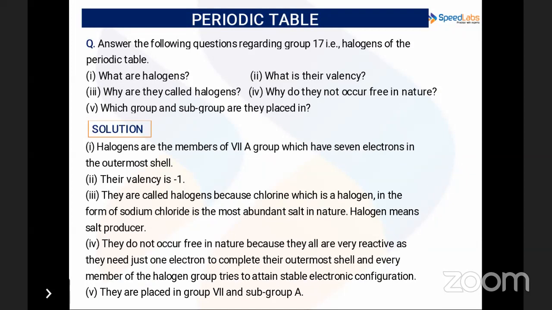So if we talk about fluorine, the atomic number of fluorine is 17. So what will be the electronic configuration? Electronic configuration is 2, 8, 7. So fluorine requires 1 more electron to become stable and to complete the octet. So the electronic configuration for the fluoride ion becomes 2, 8, 8 by gaining 1 electron. Hence, their valency is -1. Similarly, chlorine, bromine, iodine, astatine also show the valency of -1.